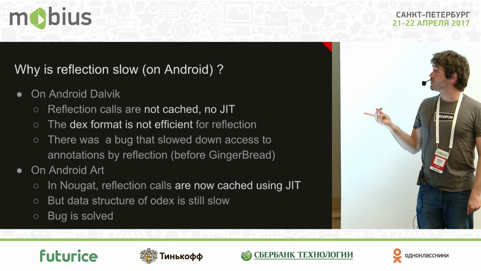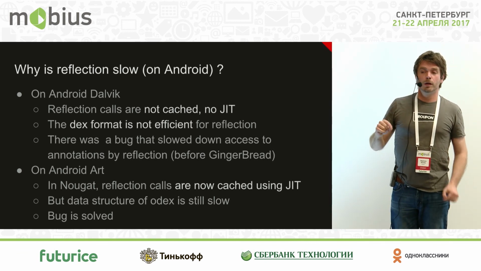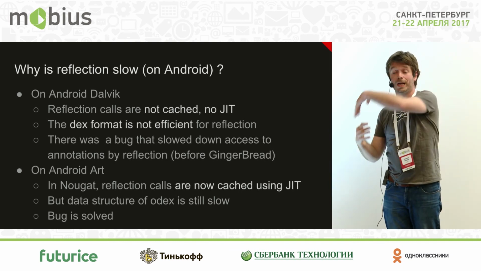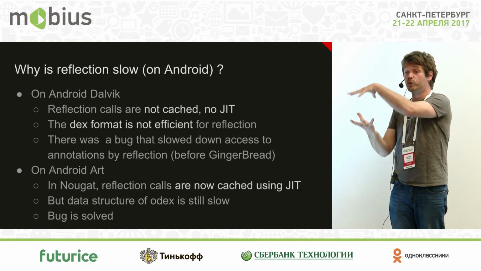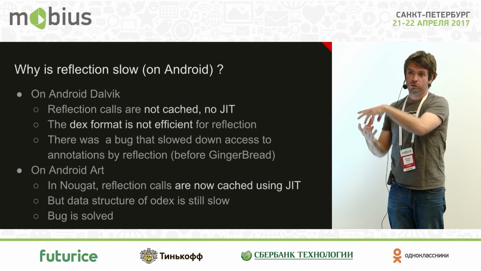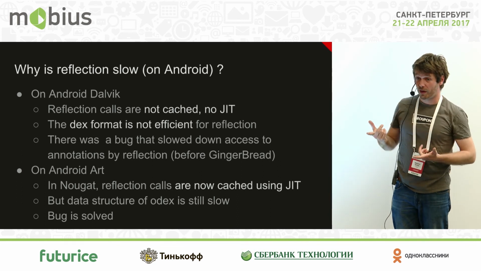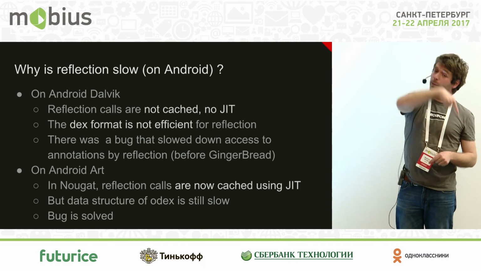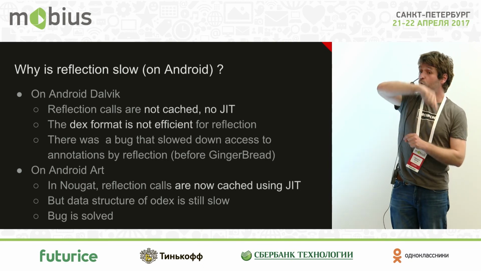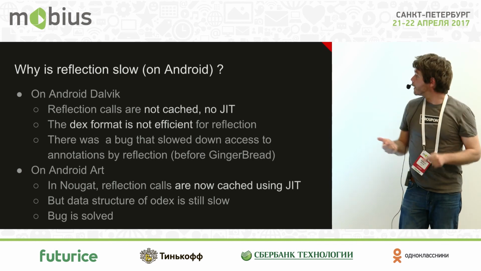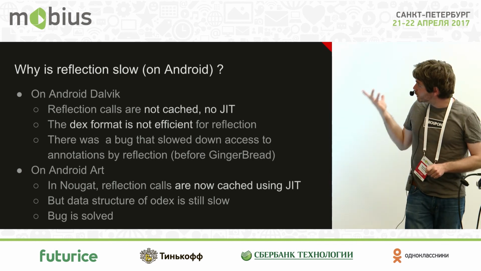Also, the DEX format is not efficient for reflection, because the DEX format has been designed so that everything gets executed quickly, but not to provide a view of what gets executed. So inside the DEX format, there are a few things that you can do by reflection that are very fast, but the reverse mapping, basically, to know what is the method associated to a given name, is slow. So this is one of the issues why it's slow on Android.